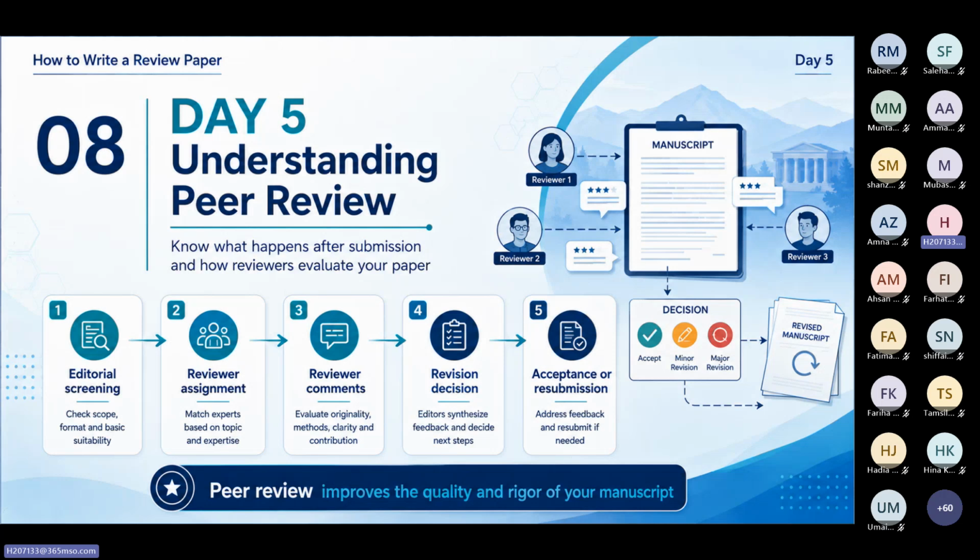Peer review improves the quality and rigor of your manuscript. The peer review is basically used to make your paper more informative and improve its quality.